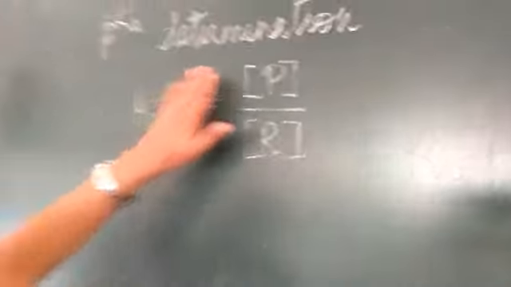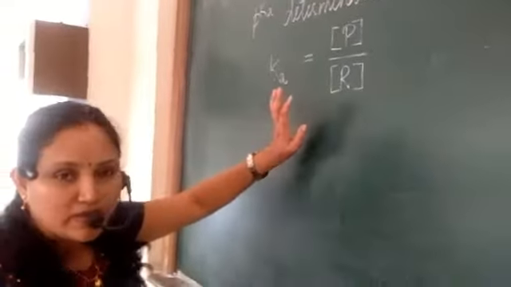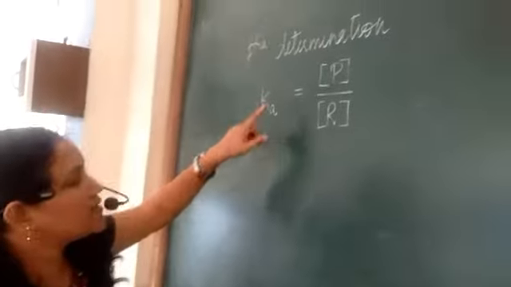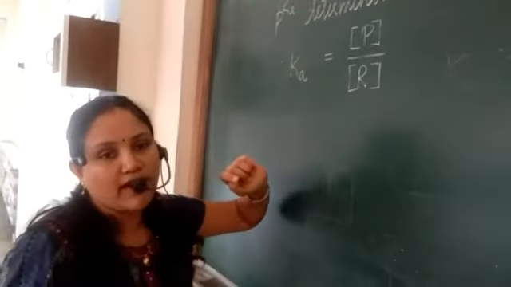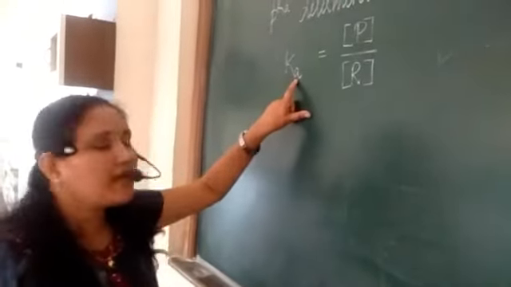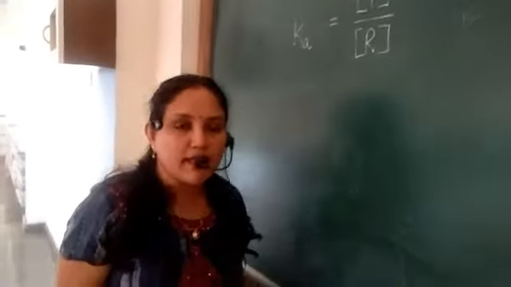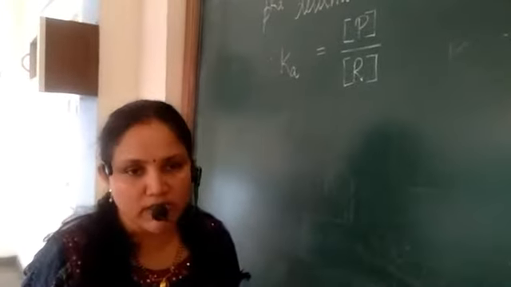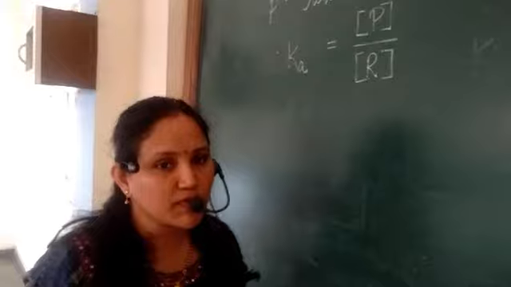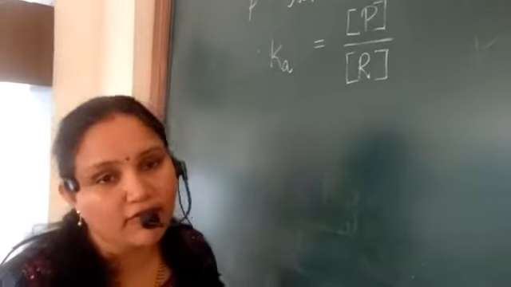This is for acid also, base also is there, but now we are discussing the dissociation constant of an acid, therefore it is denoted by the subscript A. Dissociation means how much the acid dissociates. The extent of dissociation decides the strength of the acid.